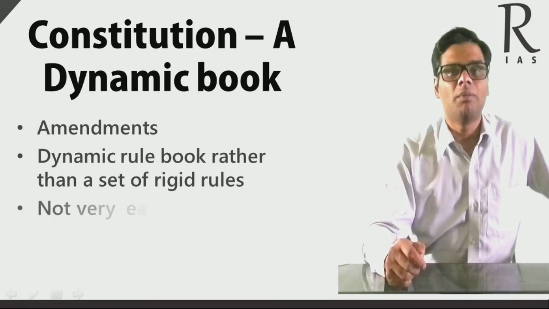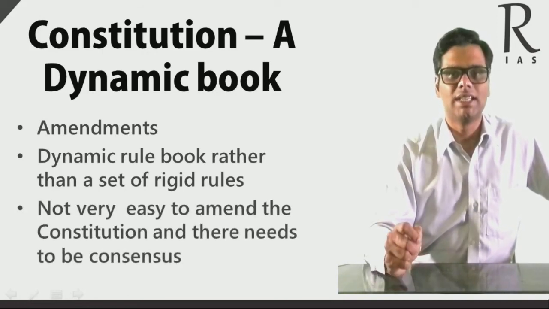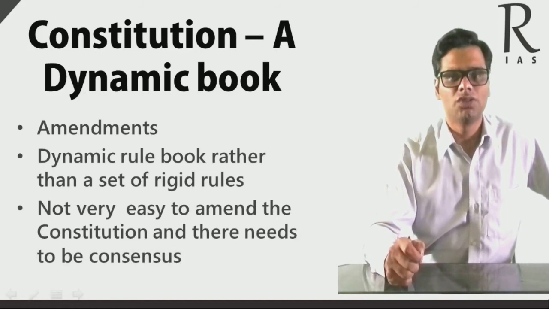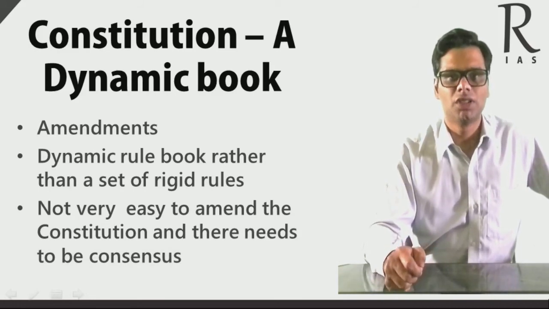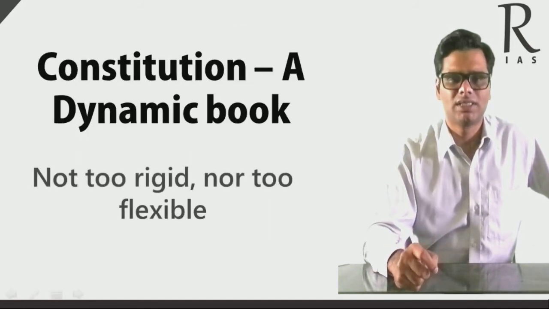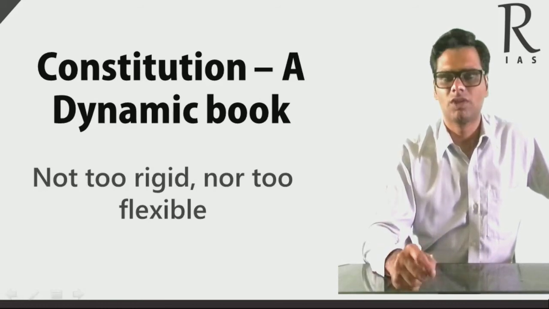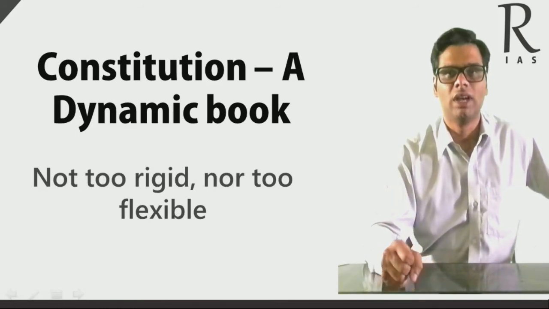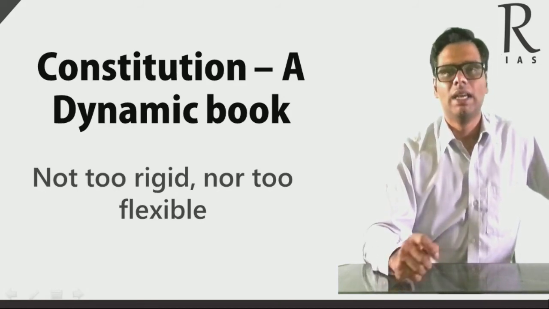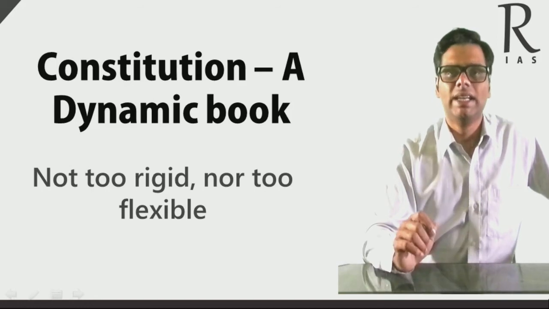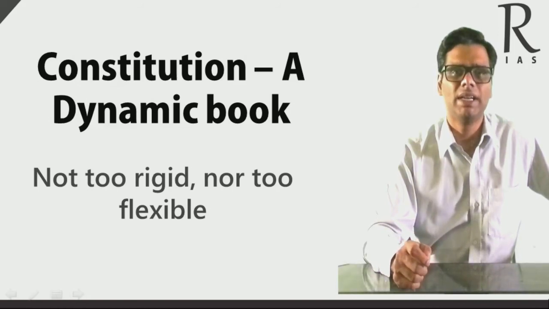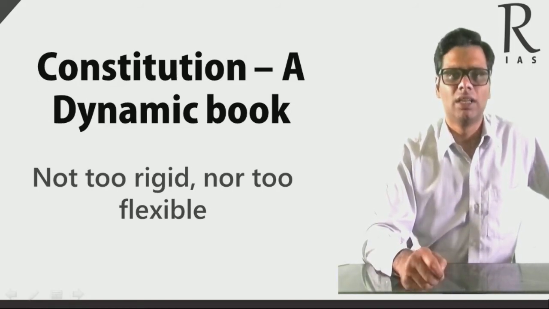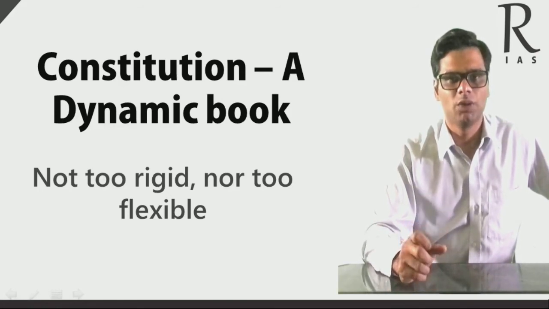However, it is not easy to amend the Constitution, and there needs to be consensus established between political parties, the two houses of parliament and the states that make up the union. Hence, the makers of the Constitution envisioned a structure where the Constitution was neither too rigid, as is the case with the United States of America, nor too flexible. This is one of the outstanding features of our Constitution. In the US, amending the Constitution is very, very hard. In India, it is neither too difficult nor too easy. It can be amended with the consent of political parties, the two houses of parliament, and the states that make up the union.